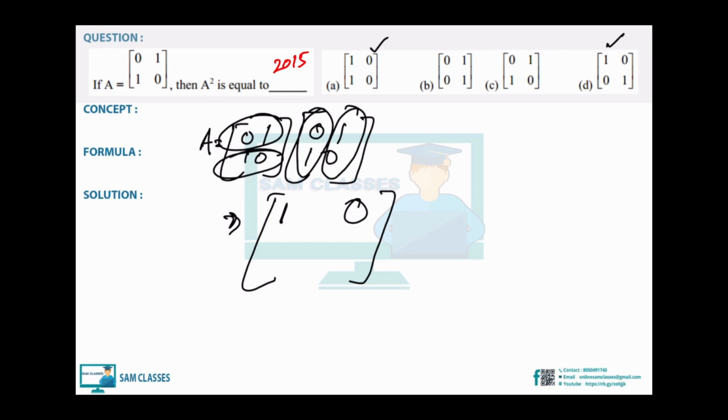Nothing more. Don't solve all. If it is a 3 cross 3 also, no need to solve everything. If you're able to, by 3 only, we got it. So done. Okay.